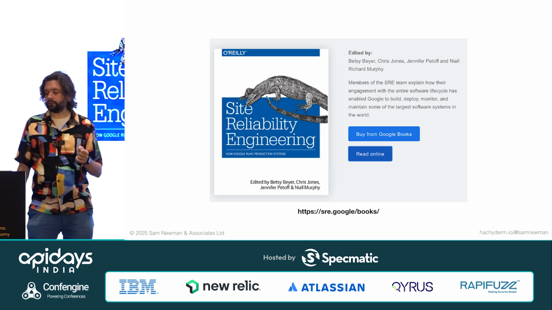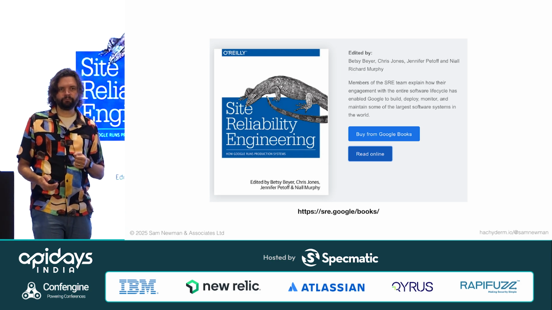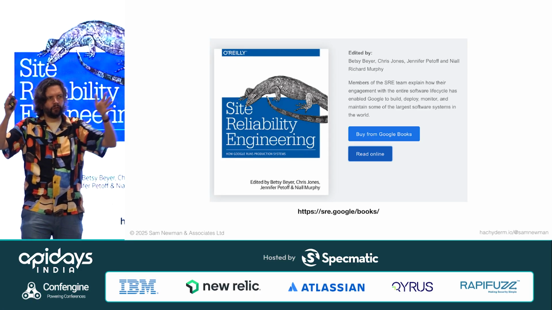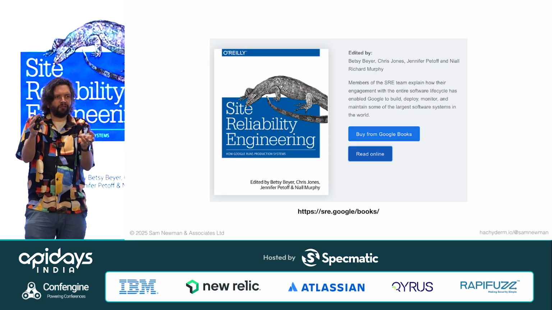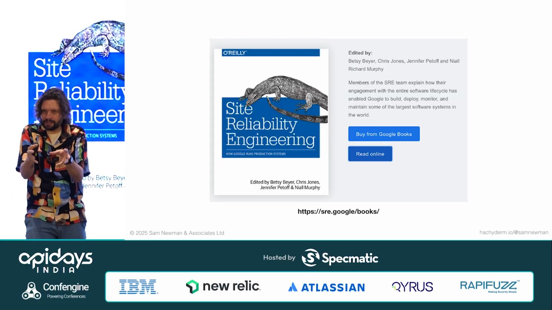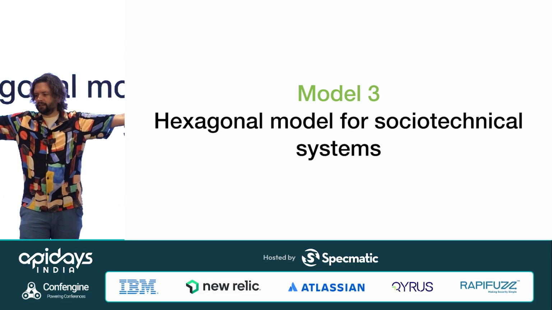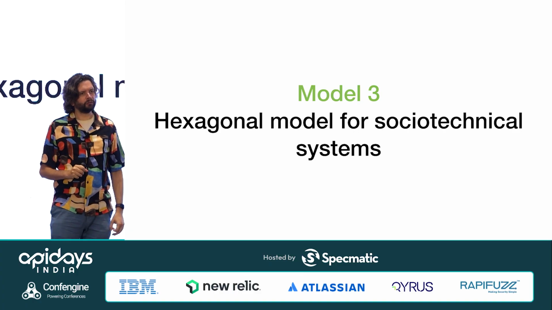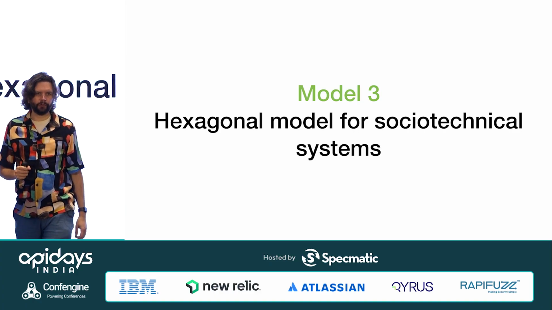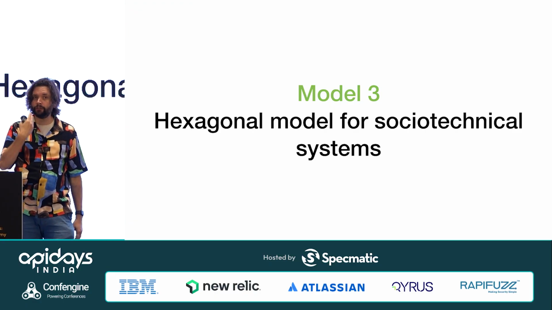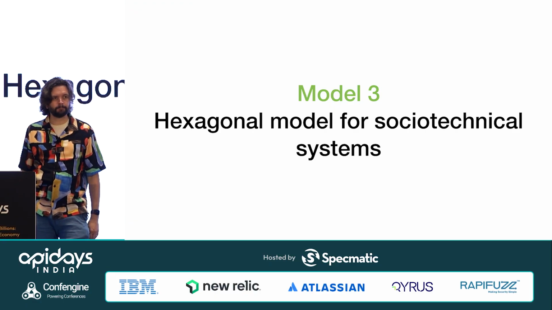We're going to move on now to our third model. So we've gone through resilience engineering as a whole. We've then looked at the Dickerson's hierarchy of service reliability, which is quite specifically about our digital systems. And now we're going to go broader again and look at the hexagonal model for socio-technical systems and try and understand how this can help us when thinking about making systems more resilient.